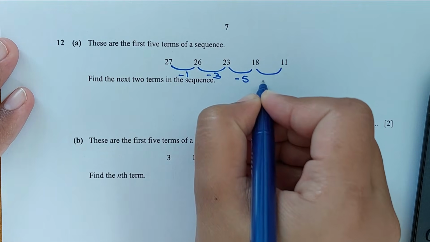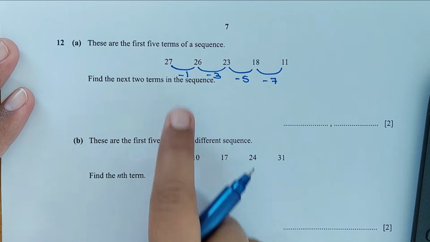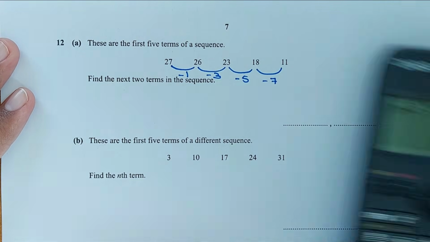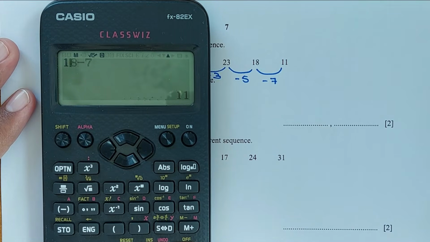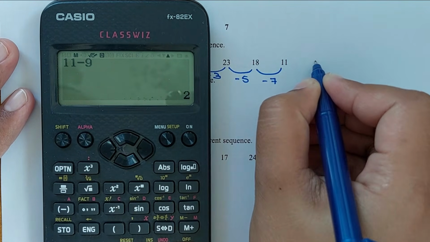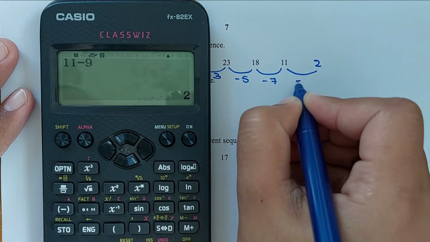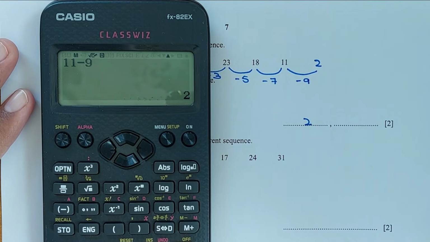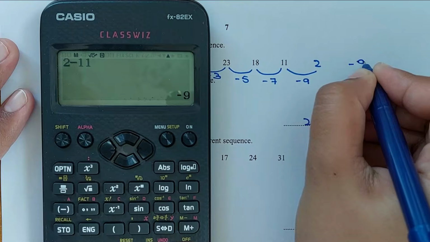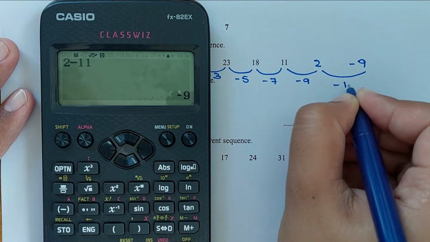So we are subtracting an odd number each time: 1, 3, 5, 7, and then 9 and 11. So we have to subtract 9. 11 minus 9 is 2. So the next term is 2. And the next odd number after 9 is 11. So 2 minus 11 is minus 9. The next term is negative 9.